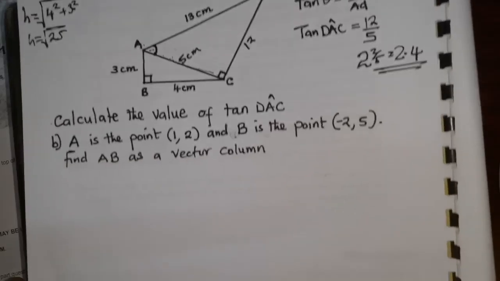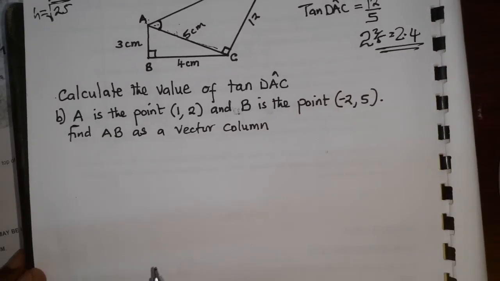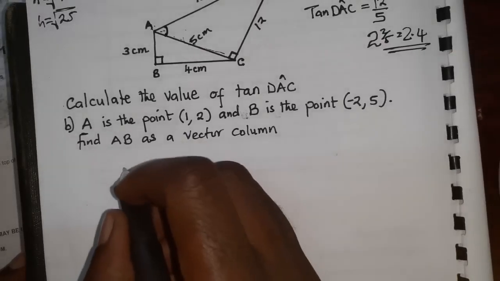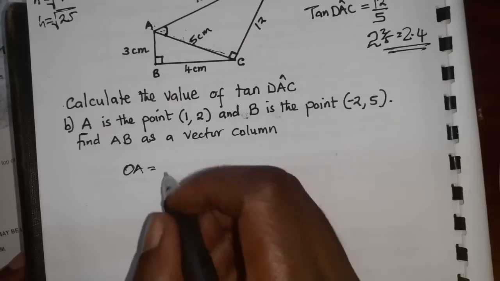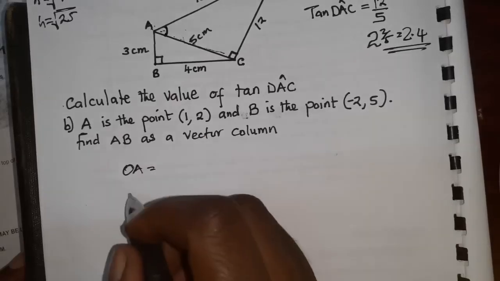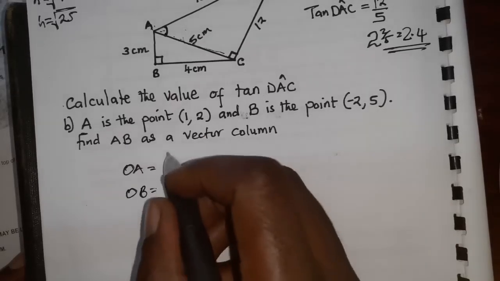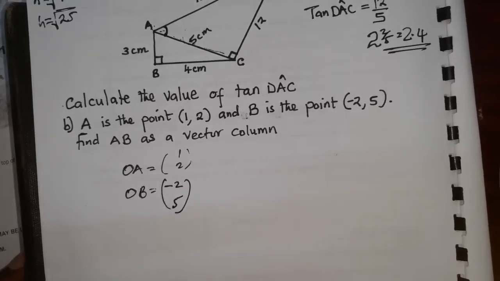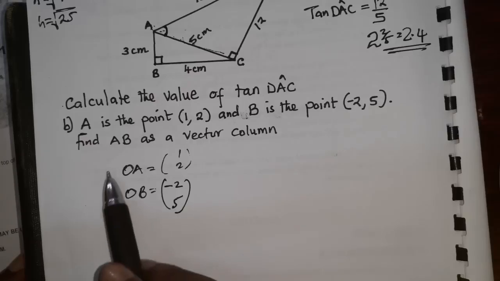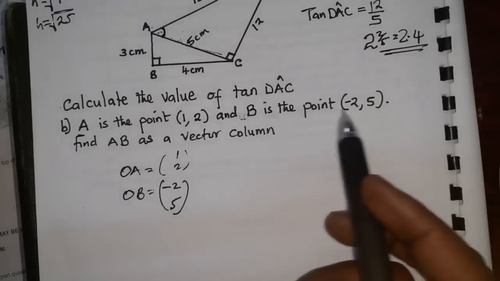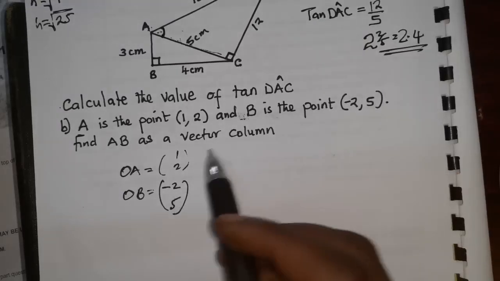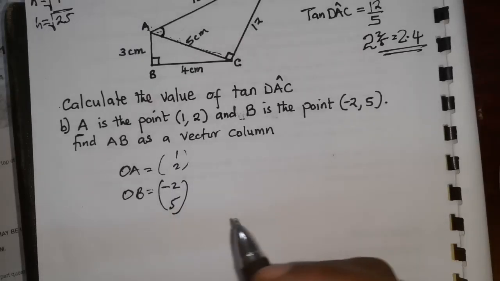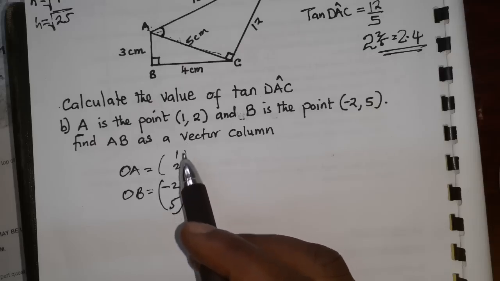We come to question 20B. A is a point. So OA is this point, and OB is (1, 2), this is (-2, 5). I've written them in terms of vectors, because if we are using them as position vectors, that is the way to write them.